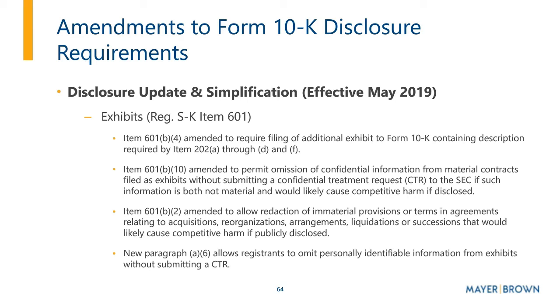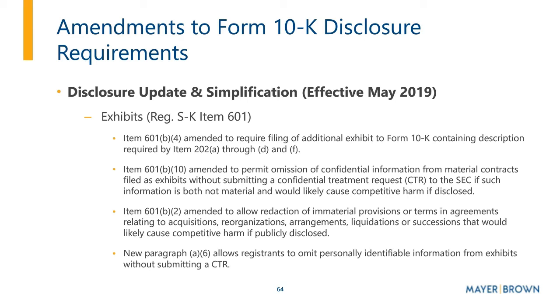Item 601B4 was amended to require the filing of an additional exhibit that would contain the description of the issuer's class of securities that are registered under Section 12 of the Exchange Act. And you might consider using a previous example that has already been filed with the SEC, but keep in mind that you might need to make some changes to the governance documents disclosure.